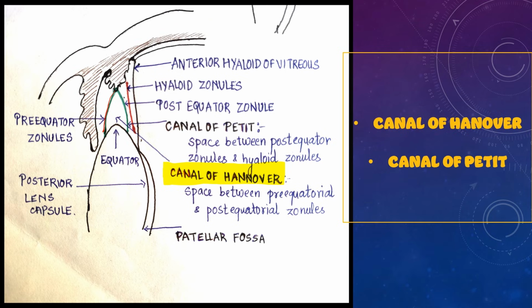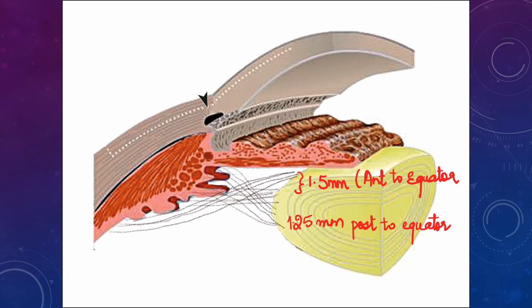The canal of Petit is a small space behind the post-equatorial zonules and the hyaloid zonules. So basically, hyaloid zonule is nothing but some zonules which are in close association with the vitreous, so those are called the hyaloid zonules. So if you find a small space between those hyaloid zonules and the post-equatorial zonules, that is called the canal of Petit. Now this diagram actually explains to you the three types of zonular limbs that we saw. Okay, so what did I tell you about the anterior zonular limb?